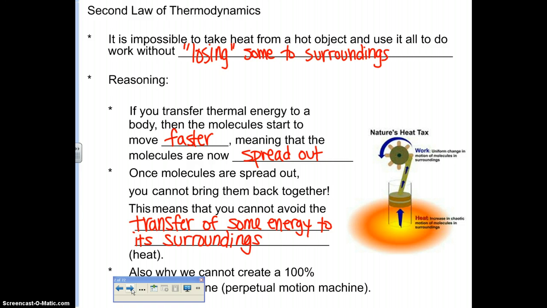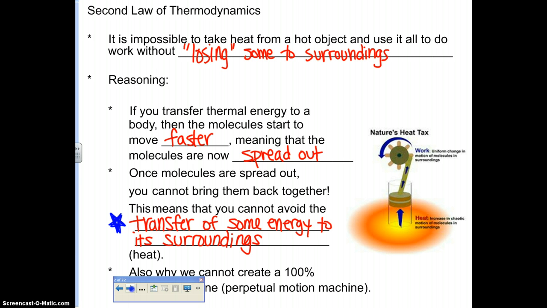So with that in mind, reasoning here, if you transfer thermal energy to a body, then the molecules start to move faster, which means that the molecules are now spread out. Obviously, we're looking at gases here in this sense. Once the molecules are spread out, you cannot bring them back together. This means that you cannot avoid the transfer of some energy to its surroundings.